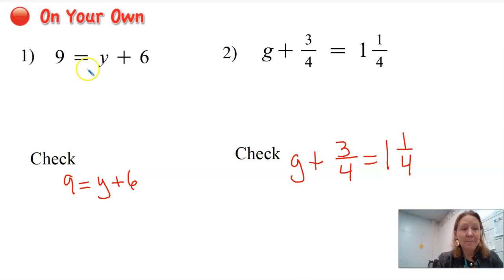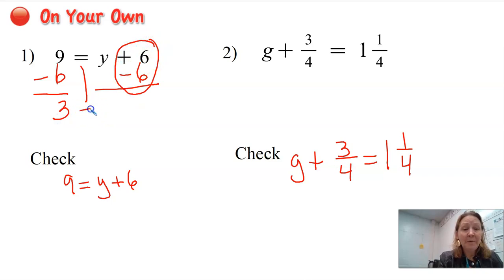All right, so I'm going to draw the balance scale. I'm going to look at the side with the variable, and I know I want to get rid of 6 of these little cubes, so I'm going to subtract 6 from both sides, and I put an underline, and I do the math. 9 minus 6 is 3. 6 minus 6, there's my 0 pair. That goes away, so I know y equals 3.